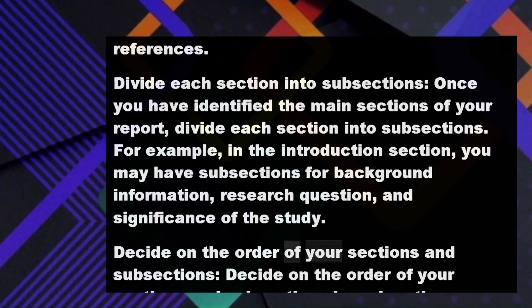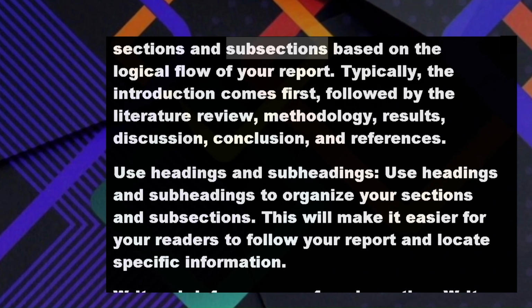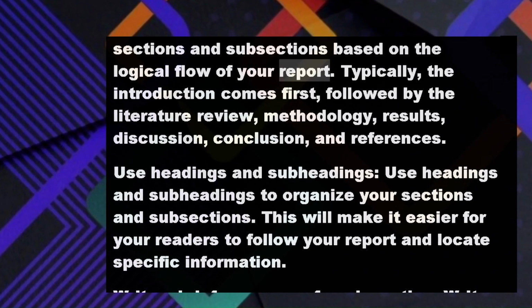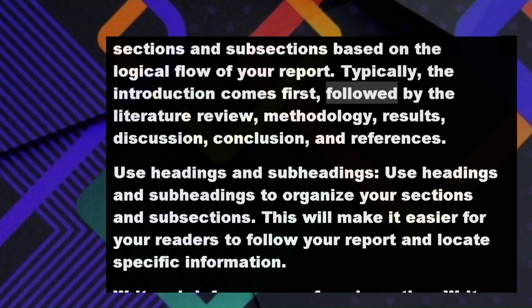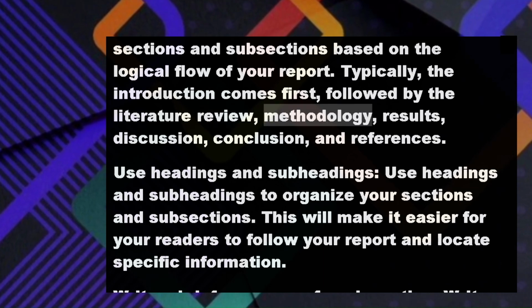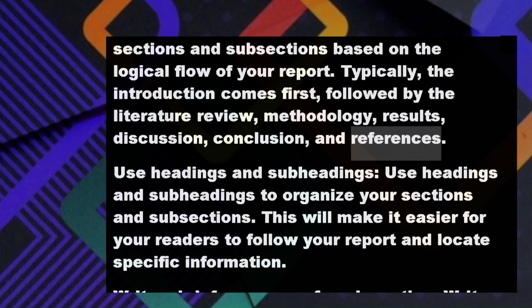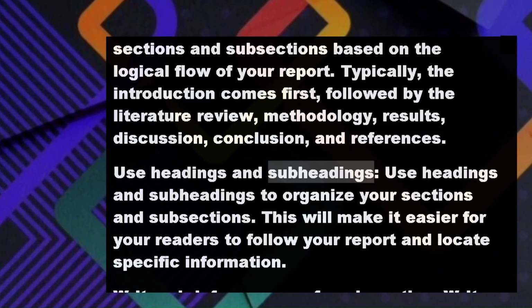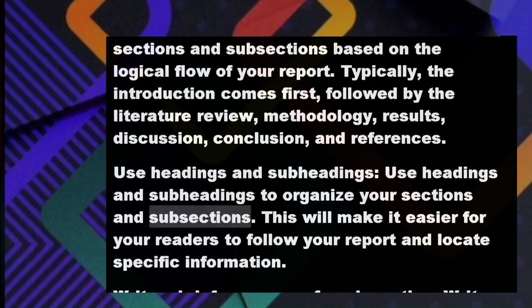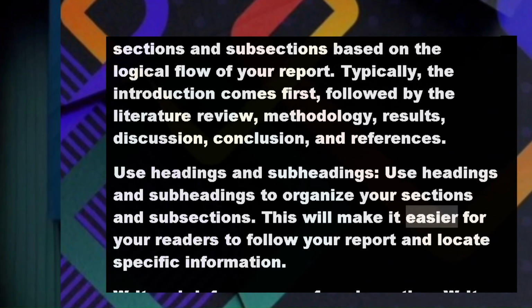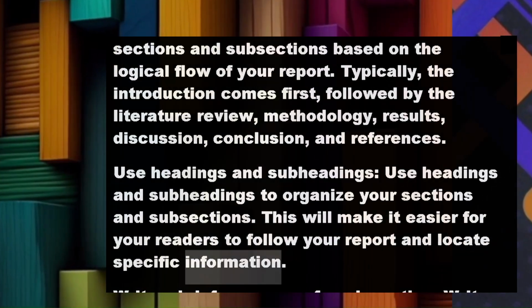Decide on the order of your sections and subsections. Decide on the order of your sections and subsections based on the logical flow of your report. Typically, the introduction comes first, followed by the literature review, methodology, results, discussion, conclusion, and references. Use headings and subheadings. Use headings and subheadings to organize your sections and subsections. This will make it easier for your readers to follow your report and locate specific information.